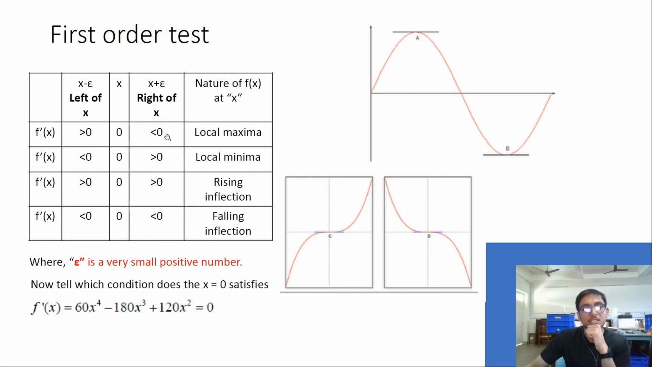If it is less than 0 on the right side, that means the function is decreasing on the right side. And on the left side, if it is greater than 0, when we reduce a small number from x, that means it was increasing on the left side. So the function is increasing here and decreasing here, so it will be a local maxima. And if the reverse is happening, the function is decreasing on the left and increasing on the right side, then it is a local minimum.